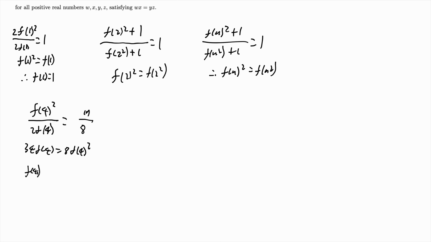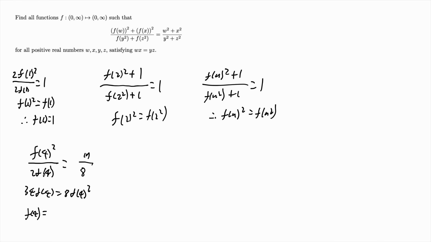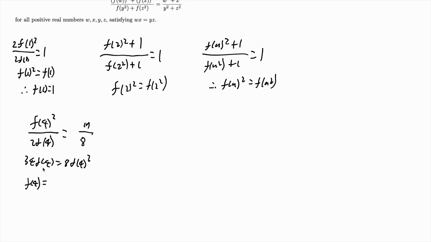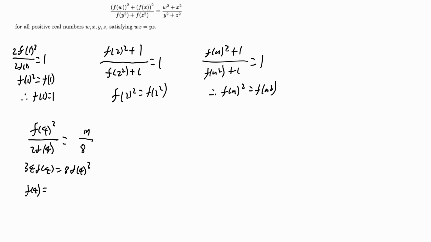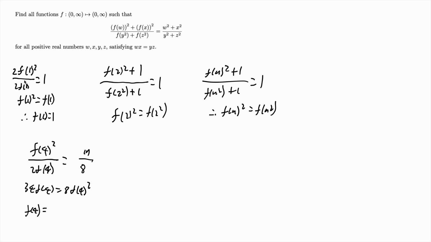Now f of 4 is equal to, wait, I think I made a mistake. 4 1 2 2. This is right. Okay. But this is not the form that I was expecting. I'm pretty sure I made a mistake here somewhere. This is not the one that I got when I solved this earlier. 4 1 2 2. I forgot 1. That's fine.